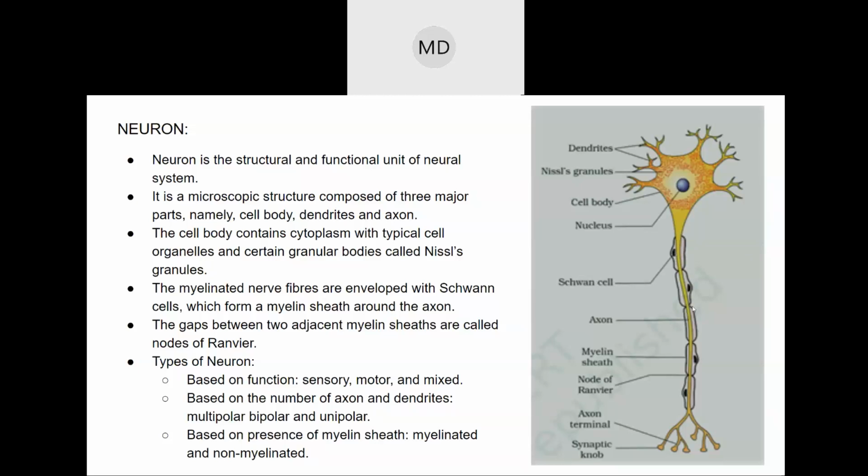And the portion of the axon which is not covered by the myelin sheaths, in between, this portion is known as node of Ranvier. This portion, where it is not covered by the myelin sheaths, is known as the nodes of Ranvier. Now we'll ask, why does this axon need to be covered by the myelin sheaths?